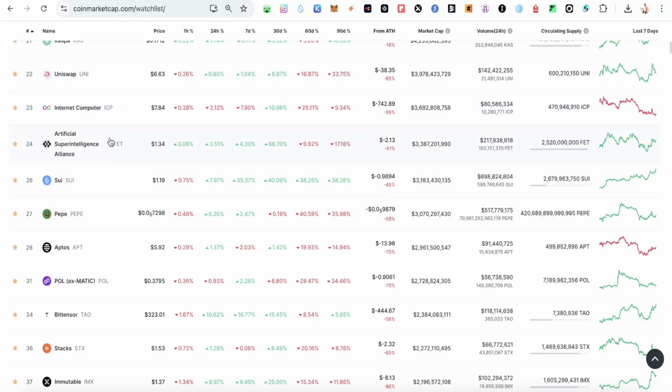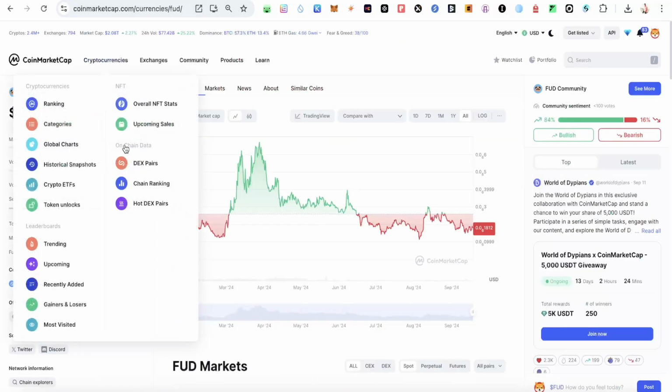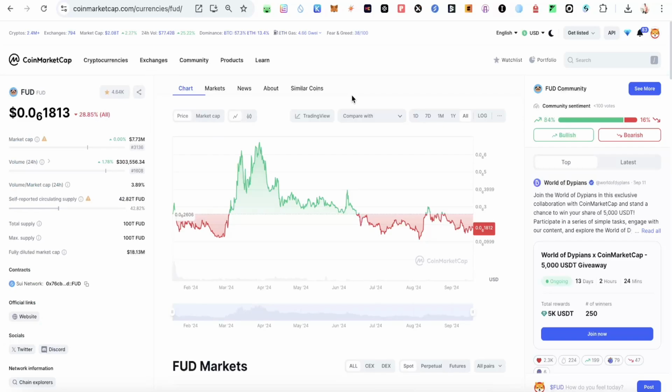So the SUI network as a whole is doing a decent job, and whenever a specific chain does a decent job, usually we can see the frogs, dogs and cat meme coins on that chain tend to go parabolic. Although none of this is financial advice, please do your own research. And FUD the PUG is sitting around a 7.73 million market cap at the time of making this video.